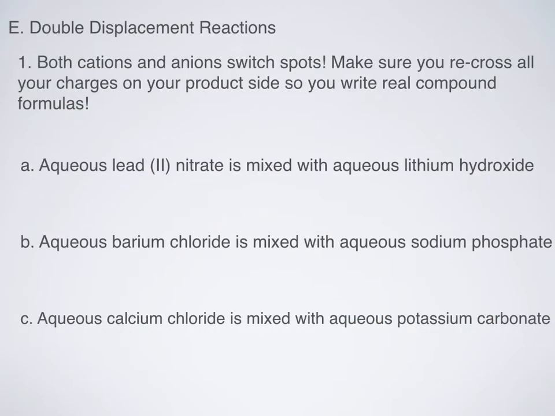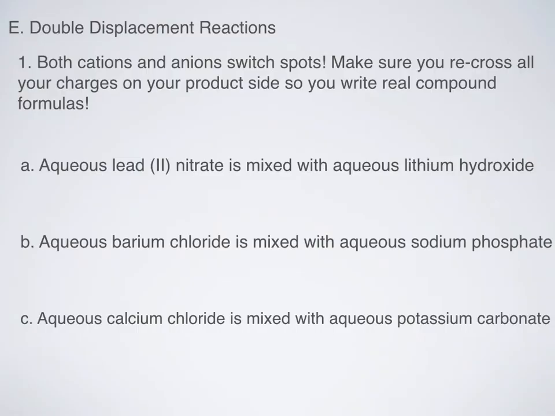Last but not least, double displacement reactions, the ones that are probably the most difficult to write out. Both cations and anions switch spots. Make sure you recross all your charges on your product side so you write real compound formulas. You can't just stick one thing with another and expect it to be real, because sometimes it will be, other times it won't. So you'll need to make sure you crisscross charges.